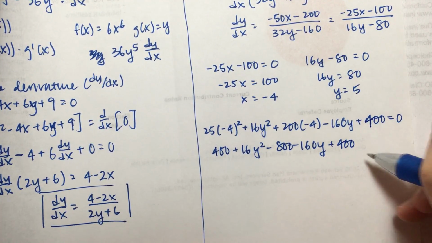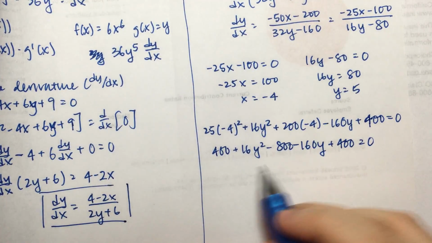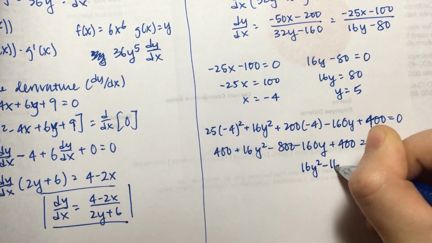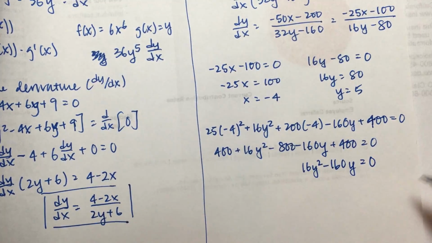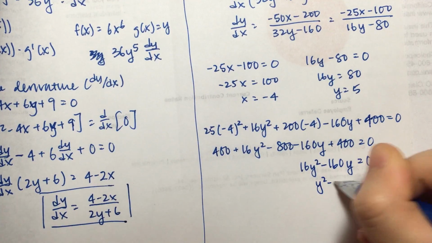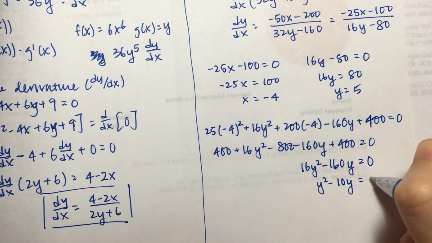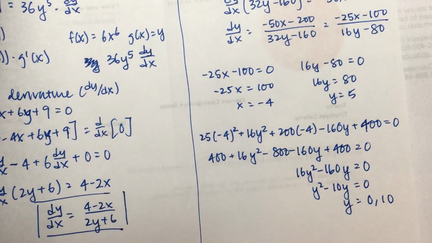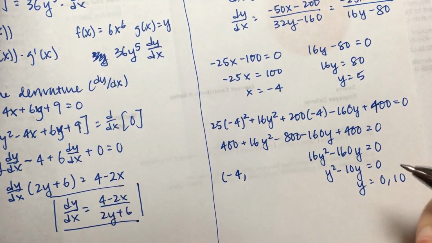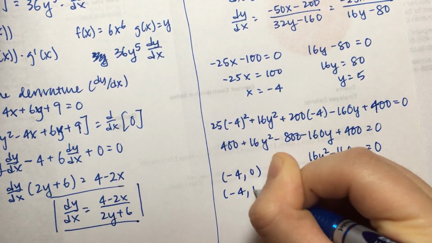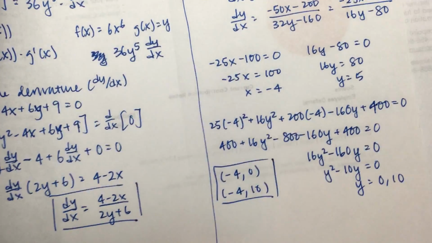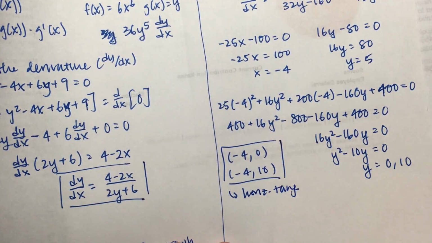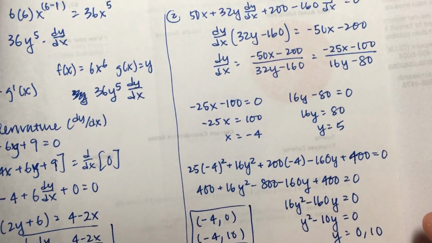That's kind of an ugly 4. 400 equals 0. Okay, so the constants right here, that adds up to 0, so we're just left with 16y squared minus 160y equals 0. And of course, you can just factor out like that, y equals 0 and 10. So that means the points here are (-4, 0) and (-4, 10). Okay, so we have one set of points, and this is the horizontal tangent, because that is where the derivative is equal to 0.